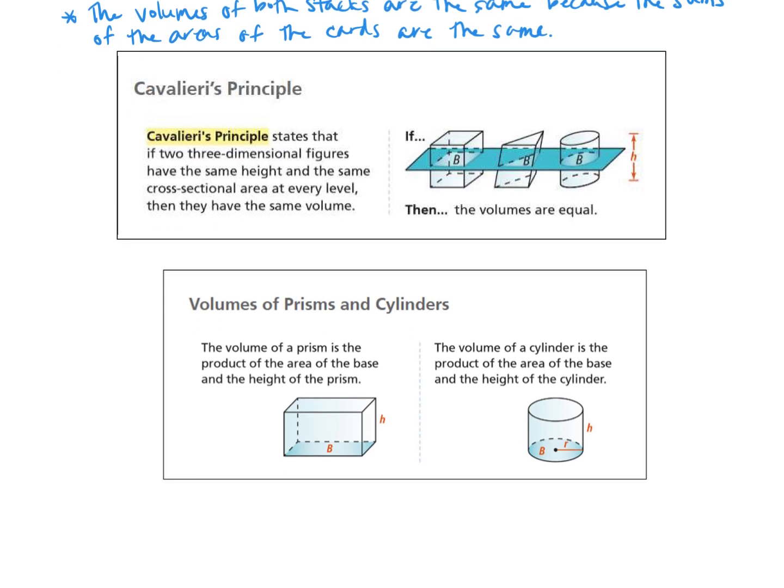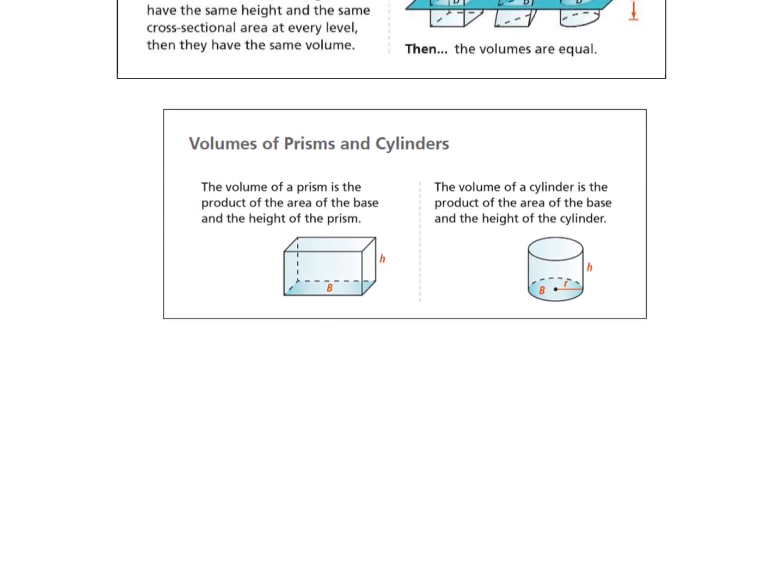So now we can talk about the volumes of prisms and cylinders. The volume of a prism is the product of the area of the base and the height of the prism. So this is going to have a formula. Volume equals capital B times H. Now that capital B, anytime we use a capital B in our volume formula, that stands for the area of the base. And in this example, we can see the base is this bottom rectangle.